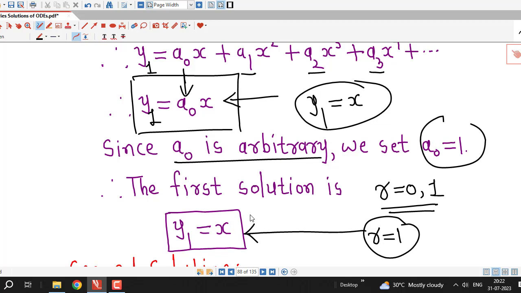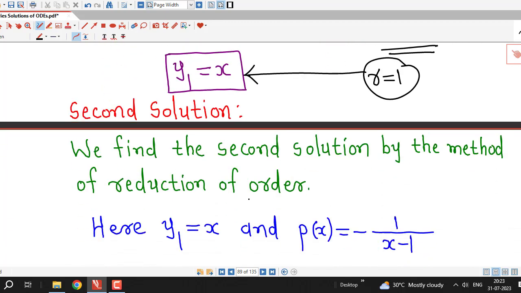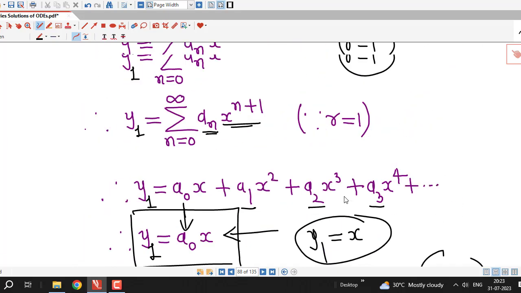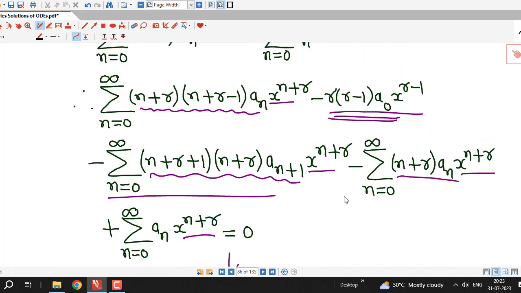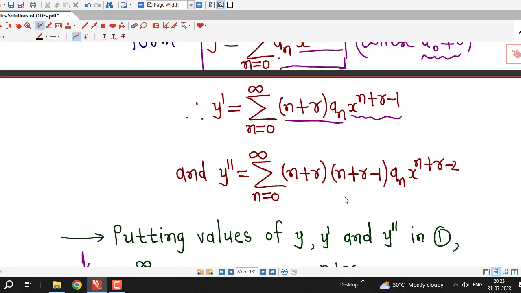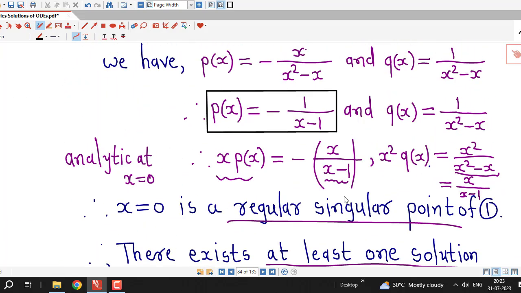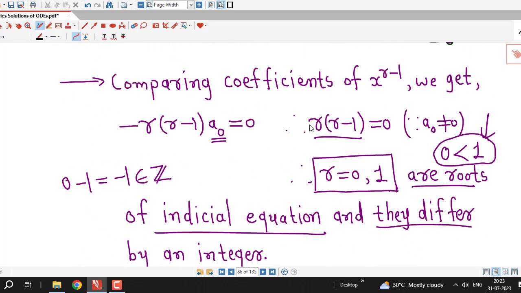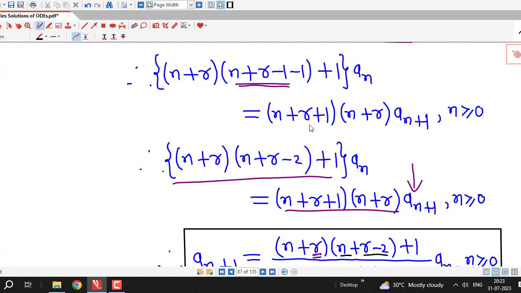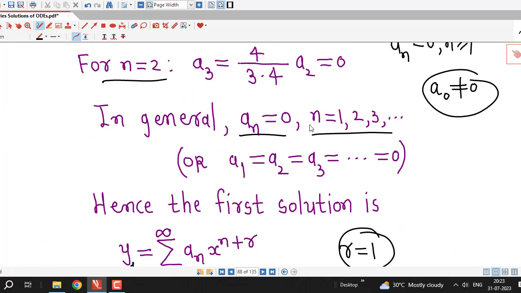Now for the second solution, I am going to use the method of reduction of order. For that we require the first solution, which is x. Px we have obtained in the previous discussion by comparing with the standard form. We have written that p of x is nothing but minus 1 over x minus 1. I will require px in the formula of reduction of order to obtain the second solution.